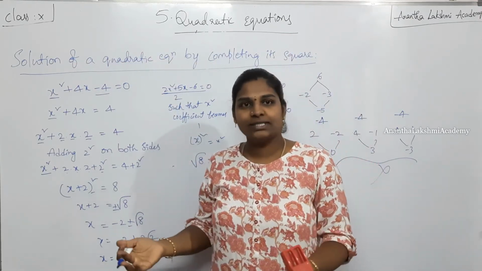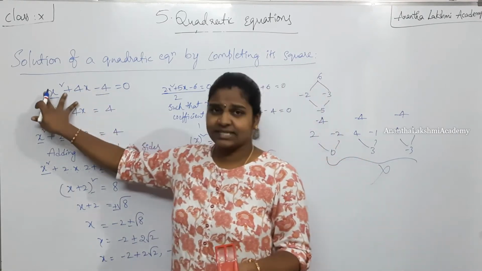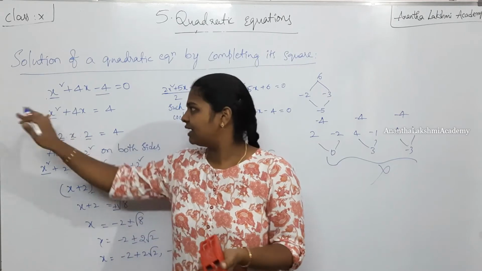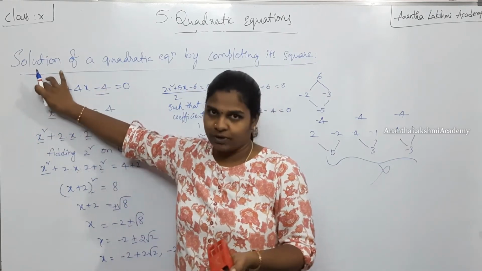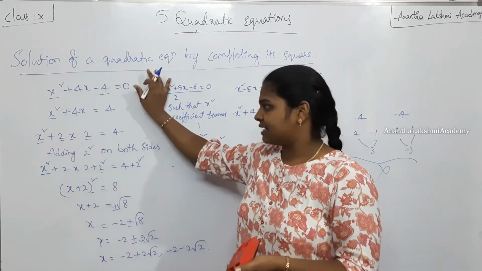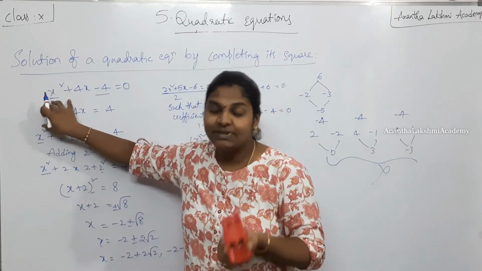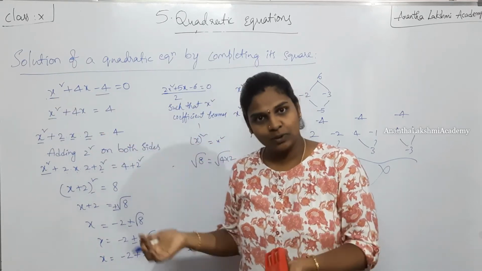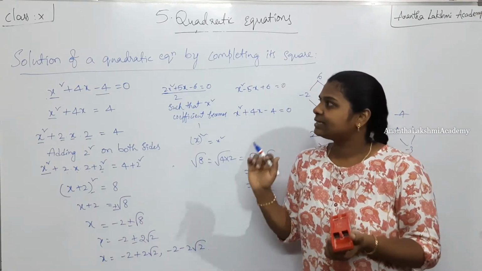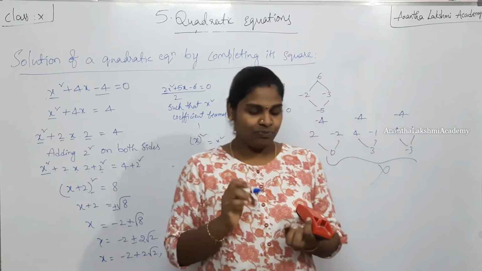How do we do this? First of all, we need to verify whether the coefficient of x square is 1 or not. If it is not 1, we need to make it 1 by dividing the whole equation by the coefficient of x square. Then we need to move the constant term to the other side, and for the rest of the terms available in the LHS, we need to form a plus b whole square, and from there we could solve this. Okay, that is the concept of solution of a quadratic equation by completing the square.